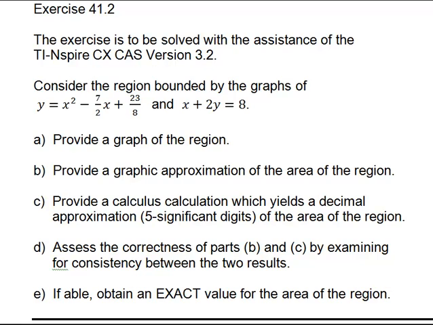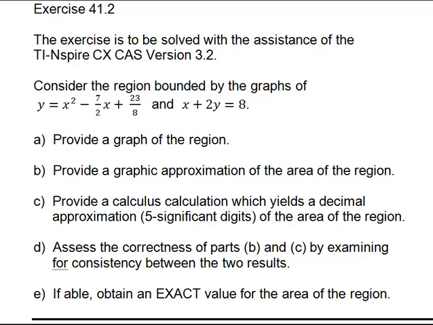Exercise 41.2. The exercise is to be solved with the assistance of the TI-Nspire CX CAS version 3.2. Consider the region bounded by the graphs of y equals x squared minus 7/2 x plus 23/8 and x plus 2y equals 8.